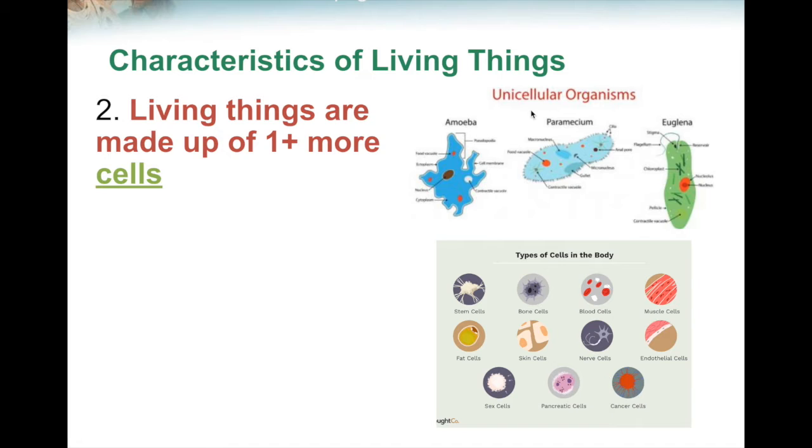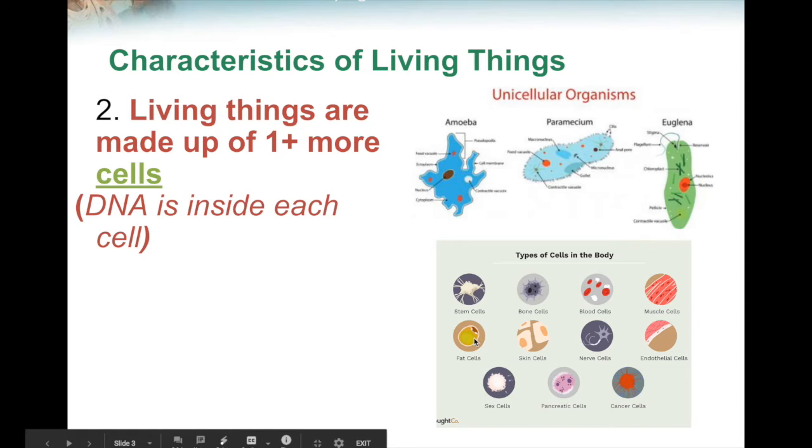But there are other organisms like humans that have many different types of cells that make up their body. So here we have for humans stem cells, bone cells, blood cells, muscle cells, and so on. We call organisms whose bodies are made up of many cells multicellular organisms. Now the thing about each cell is that's where the DNA is inside.